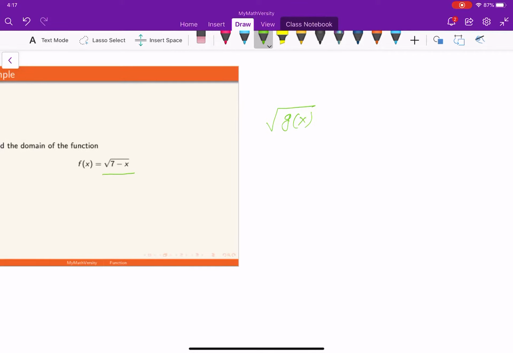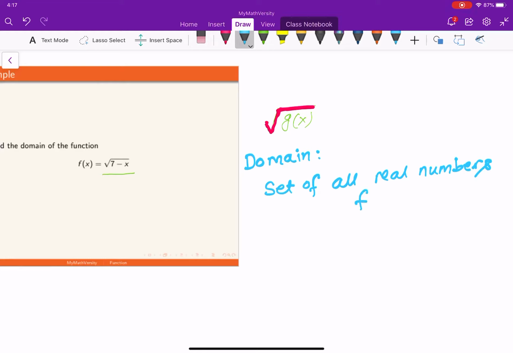As we know, under the square root, we cannot have a negative number, so we need to avoid that. If we want to do that, then we can say that the domain of this type of function would be the set of all real numbers for which this function, let's say g of x, has to be non-negative, right? So that's what it has to be.